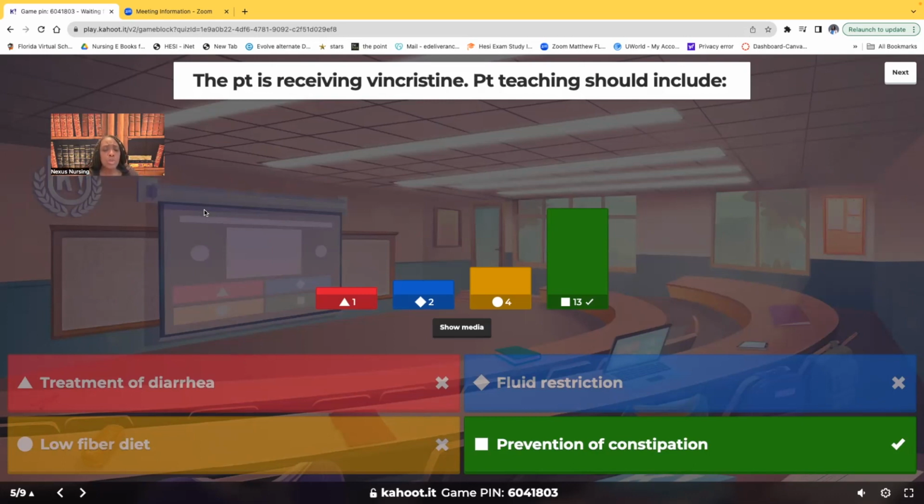Okay. Let's look at the wrong answer choices. Treatment of diarrhea. No, patients have the opposite, constipation. And with constipation, what do you teach a patient? You teach them to increase fluids, not decrease fluids. You tell them to increase fiber, not decrease fiber. You tell them to ambulate, to move around. We want to increase peristalsis.